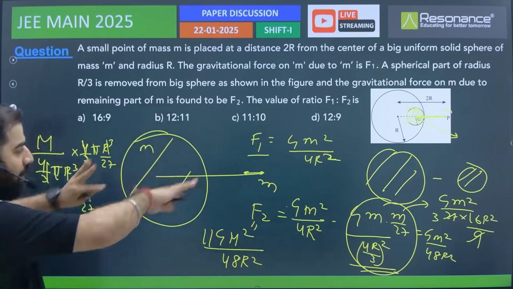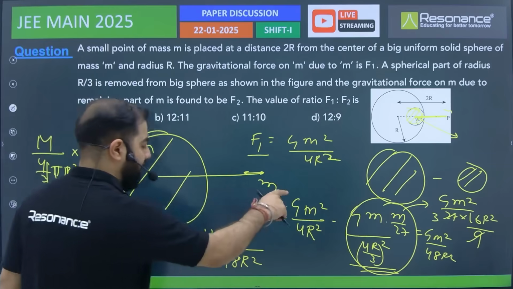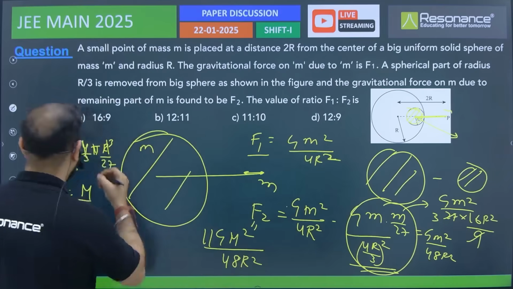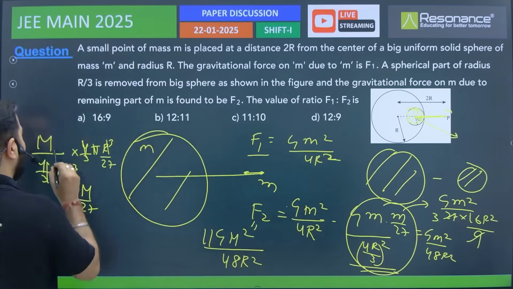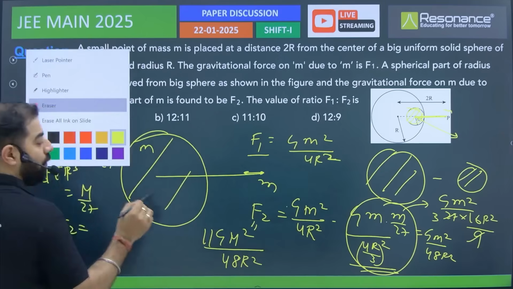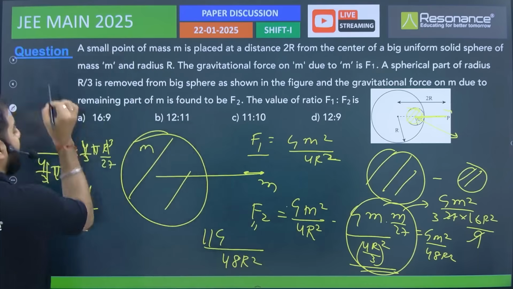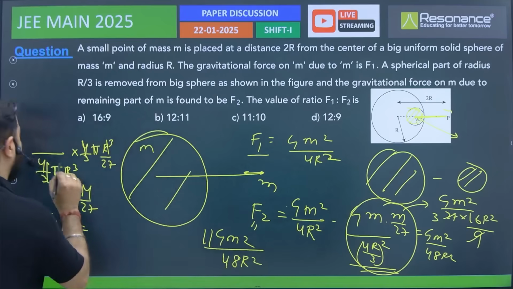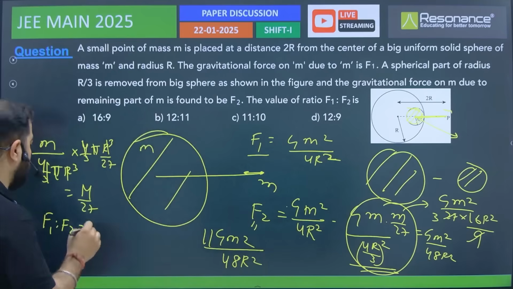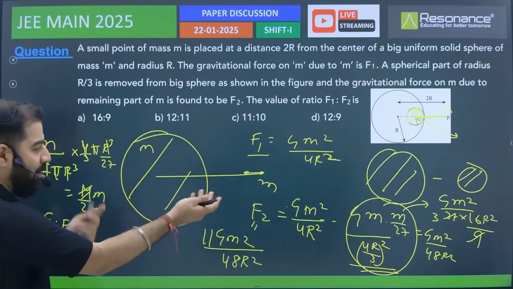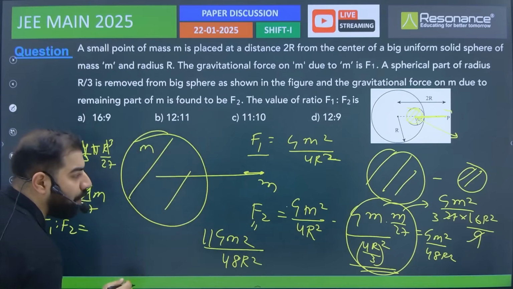Sorry for this clumsiness, but I hope we can figure it out. So gm square by 4r square. This is also small m. Maybe I'm mixing up. Let's write this as small m too. What a mistake I'm making. Let's write it as a small m only. Okay? There's no capital M anywhere. Maybe sometime I've written capital M somewhere, so please go through it.